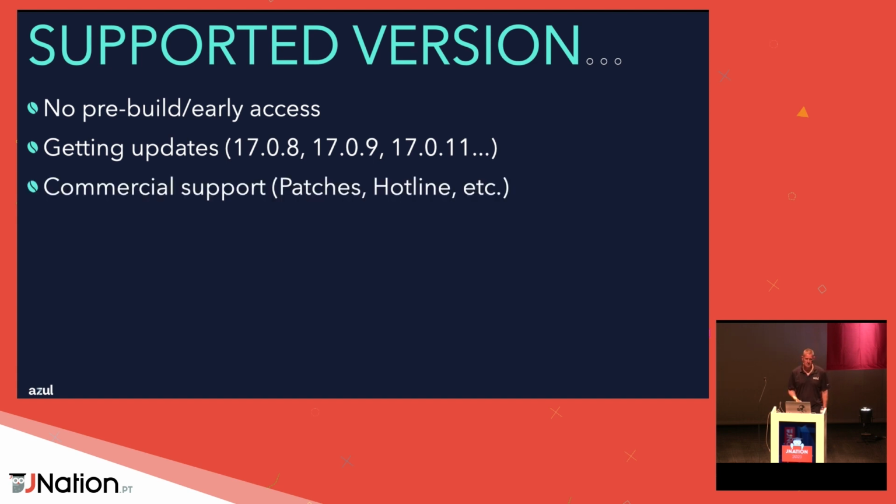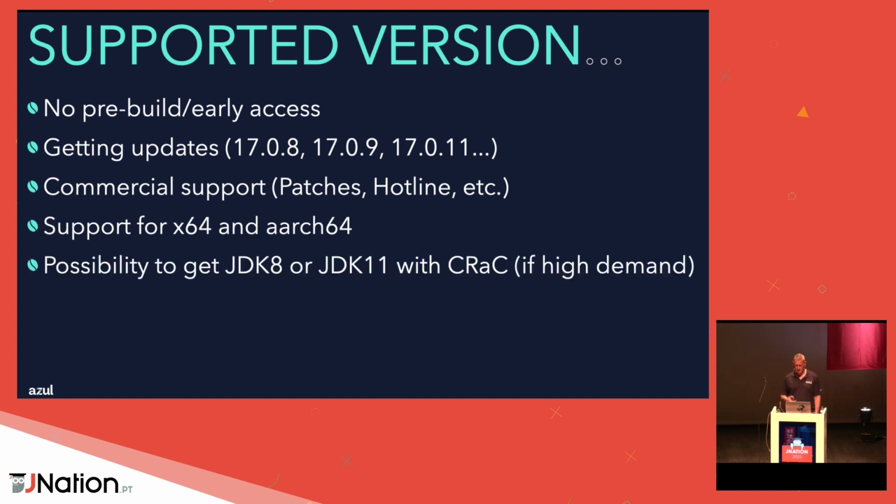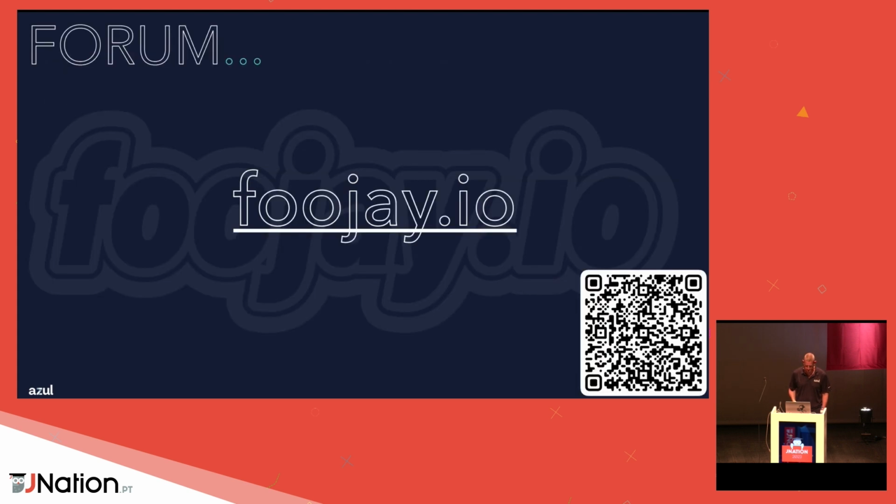There's commercial support. That means if you run into problems and you need support, you have to pay for it, but then we can also help. Support for x64 and ARM64, I already mentioned. If you need it for JDK 8 or 11, and there's high demand, we will also create those JDKs. At the moment, we only do 17, but if companies come to us and say, we need to run JDK 8, then we probably will also create builds on JDK 8 and 11 that have CRaC built in.